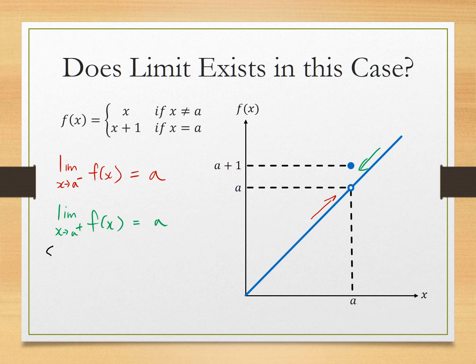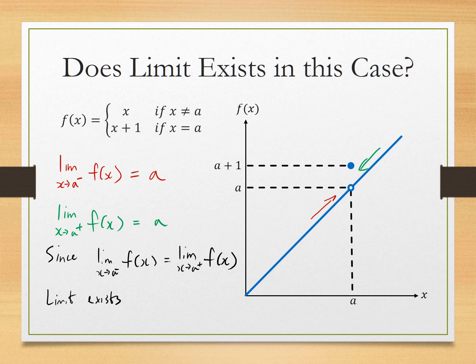By the definition of limit, since the left-hand limit equals the right-hand limit, the limit exists, and it equals a. So this is a weird case, but you should understand the logic if you look at the diagram.